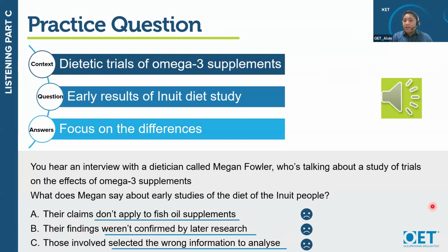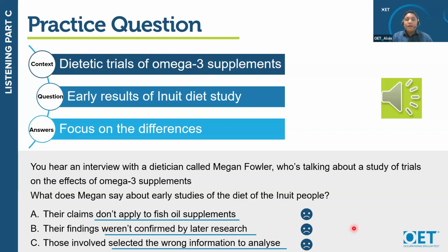So let me just highlight that Megan mentions that the earliest suggestions about the benefits of fish oils came from studies of the Inuit diet. Inuit people are some groups of people, right? So she kind of explained the researchers who conducted small trials, but later on, if you notice, there were some words like even though, but subsequent trials totaling around 79 didn't show the same effects, meaning to say that their findings weren't confirmed by later research. So the answer here is letter B.